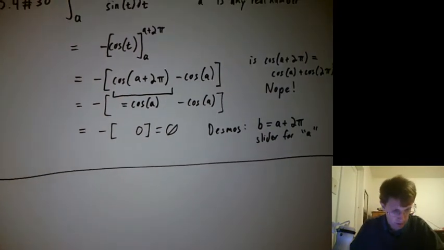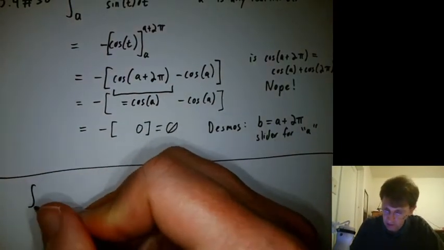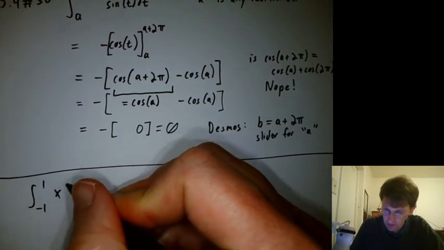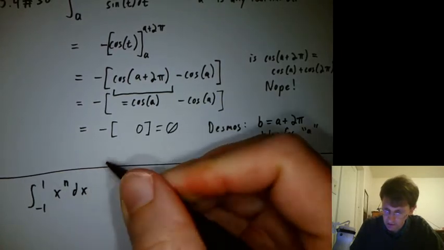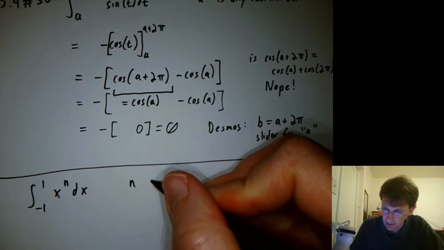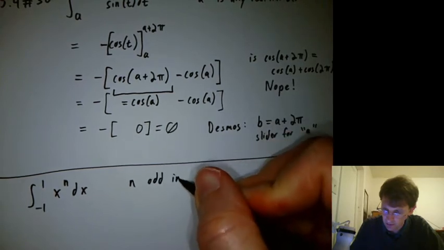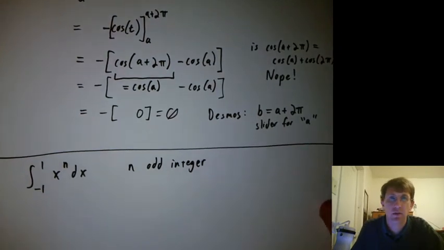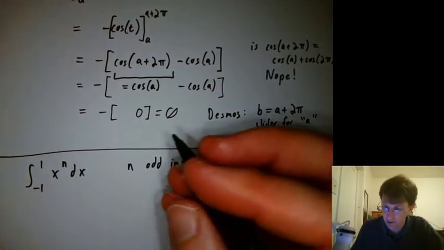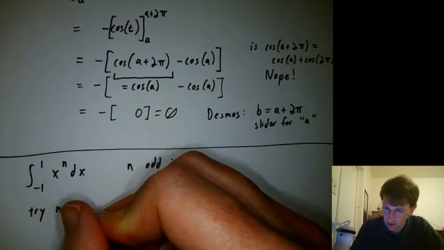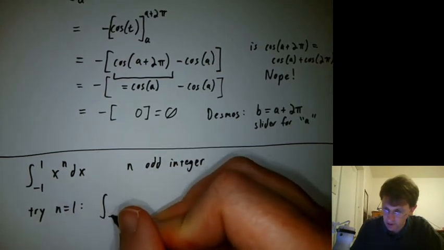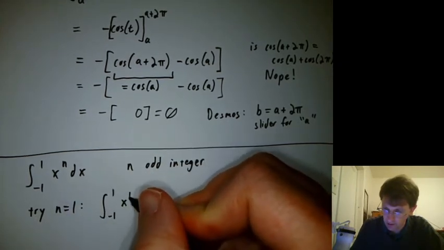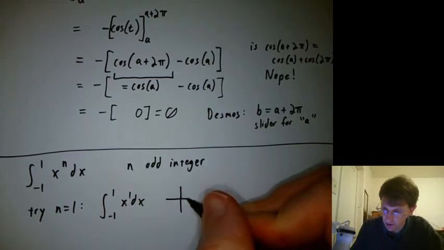So there's another problem where it says, what's the integral from negative 1 to 1 of x to the n dx for n being an odd integer? That seems kind of vague to begin with, but we can just try different odd integers. So let's try n equals 1. So we're saying the integral from negative 1 to 1 of x to the 1 dx. And we should plot that.